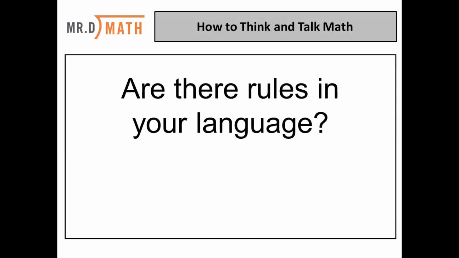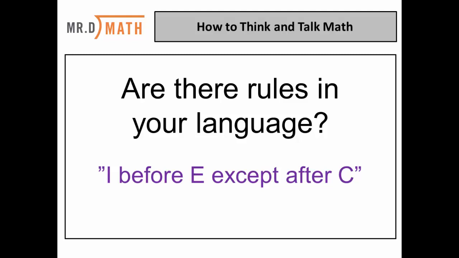Okay, well, are there rules in your language? Do you have rules in the English language? And you might be saying, well, yeah, of course I've got rules in the English language. Well, guess what? There are rules in our language as well, our language being the math language. So check this out. You have the rule called I before E except after C when you're doing spelling. Well, we have one a little bit like that in math as well.